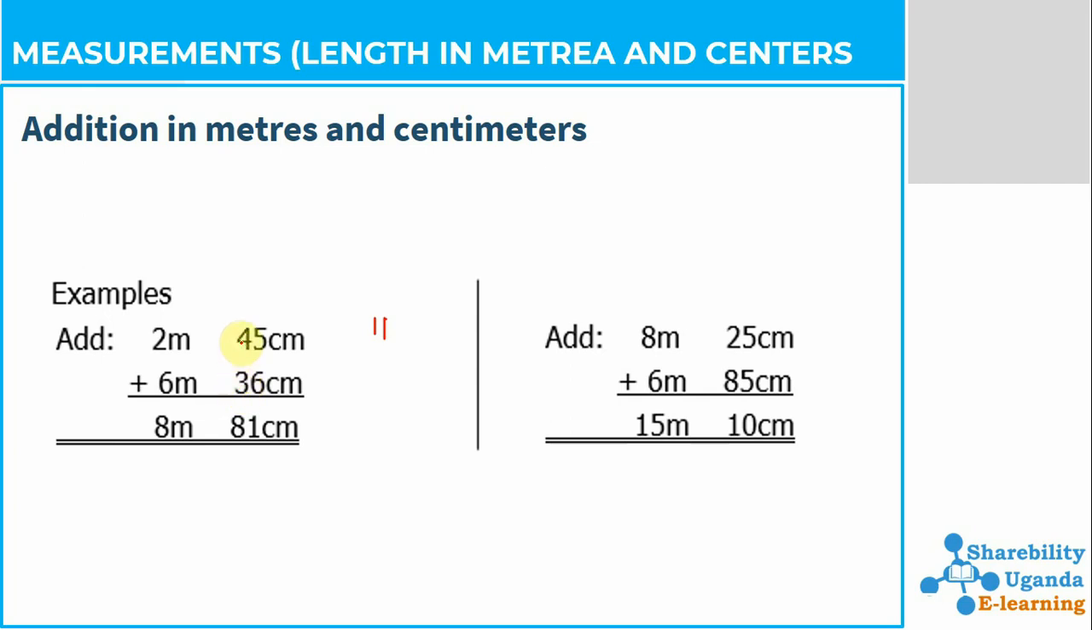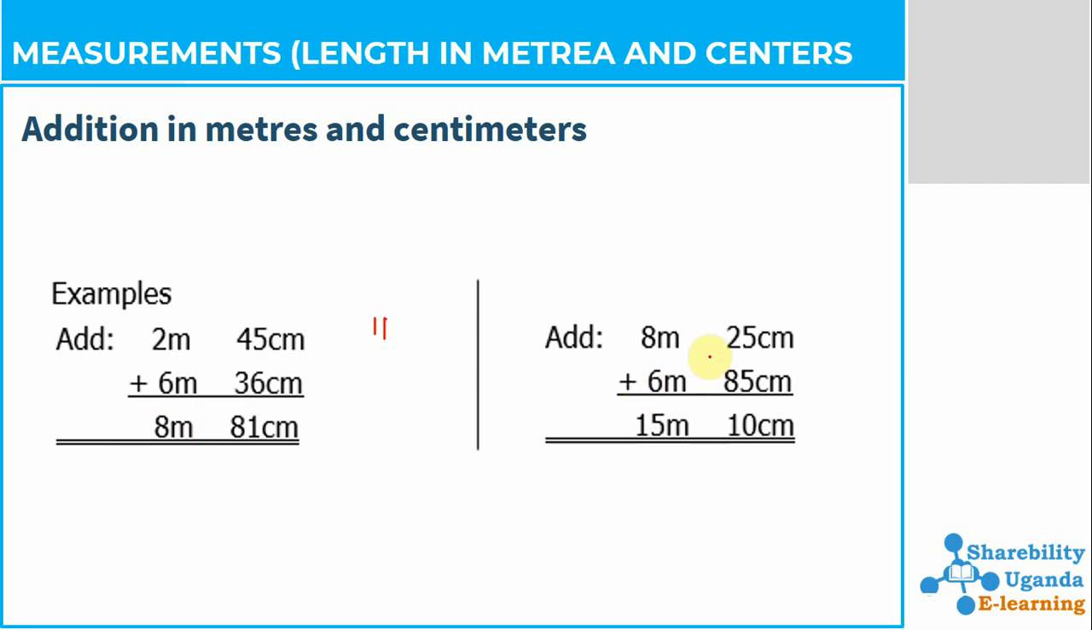So 4 plus 3 we get 7. Then plus 1, then we get 8. Okay, so here we shall have done with the centimeters. Then we also go to the side of the meters. Okay, so we shall be seeing we have 2 meters and 6 meters. Automatically, 2 plus 6 we come with 8.